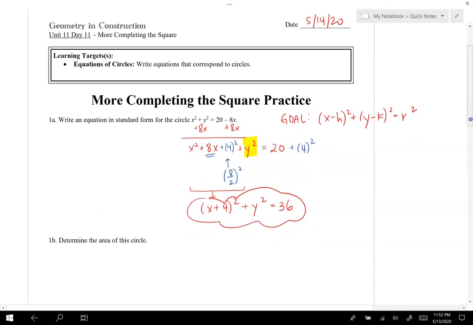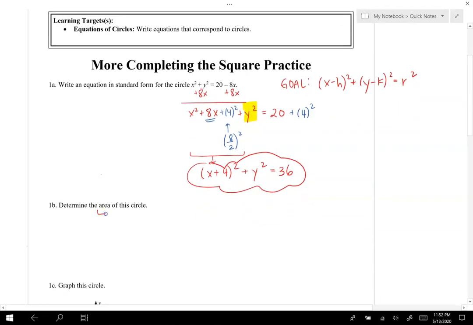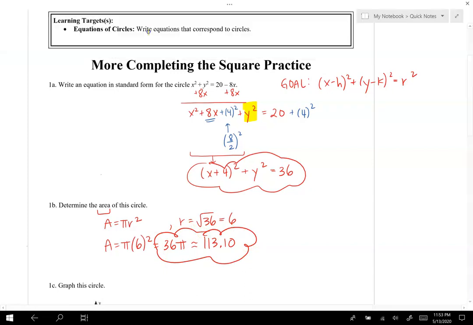If I look at part B, determine the area of the circle. Remember, area is pi r squared, so I need to know the radius. Radius equals the square root of 36, which is 6, so the area equals pi times 6 squared, which equals 36 pi, which is about, if you give me 2 decimal places, 113.10 units. On your homework, you will be asked for area, so don't forget that formula.